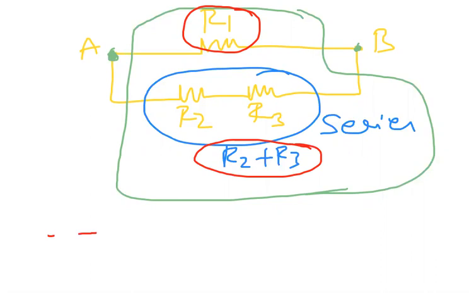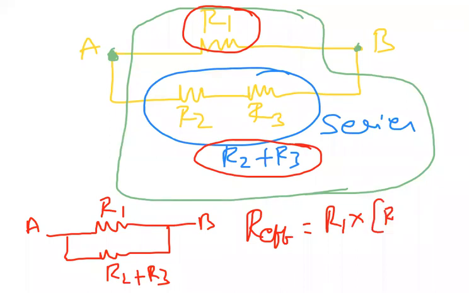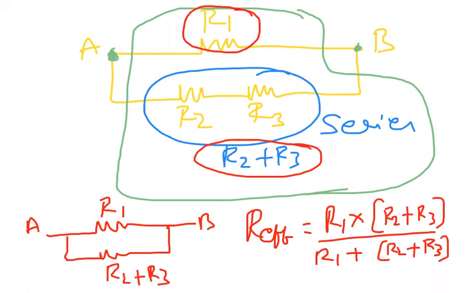So let me write again here. This is R1 and finally this is R2 plus R3. They are between A and B. They are between the same points, meaning they are parallel. Parallel means I can write R effective is equal to R1 into (R2 plus R3) by (R1 plus R2 plus R3). This is the effective resistance in parallel combination for two resistances.